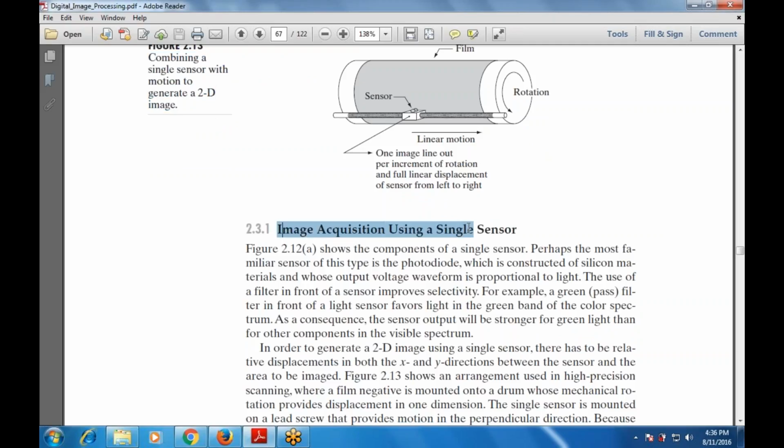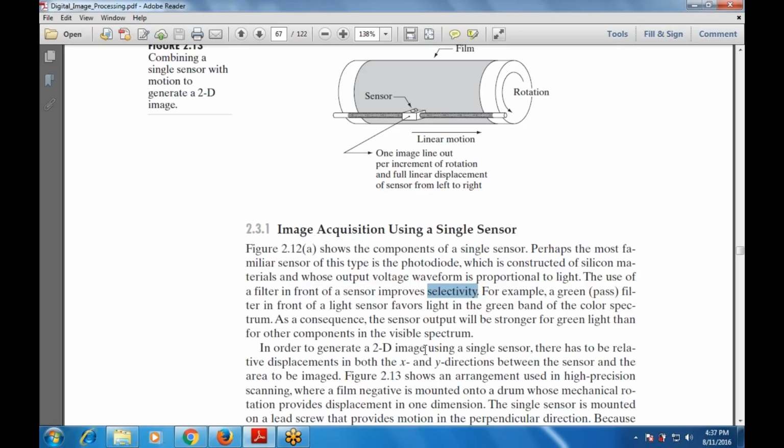The next topic is image acquisition using a single sensor. Figure 2.12a shows the components of a single sensor, and the most familiar sensor of this type is the photodiode, which is constructed of silicon material and whose output voltage waveform is proportional to the light. The use of a filter in front of a sensor improves selectivity.